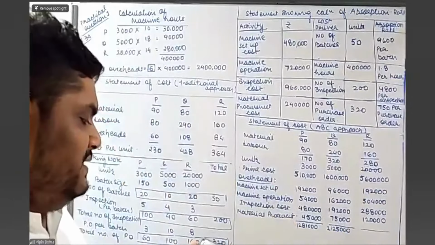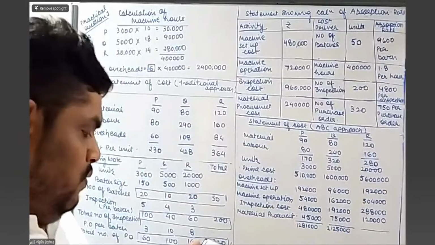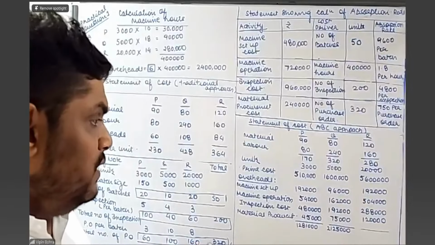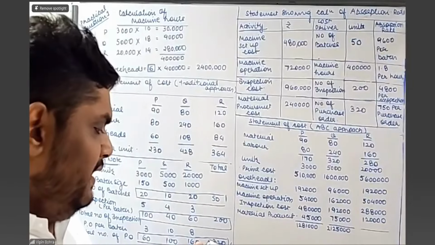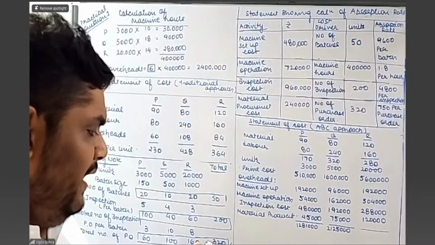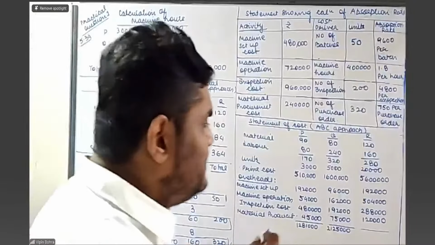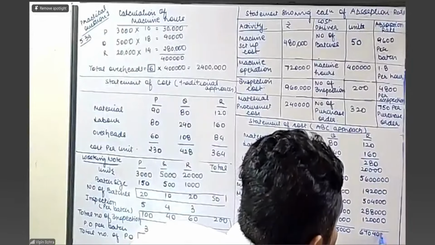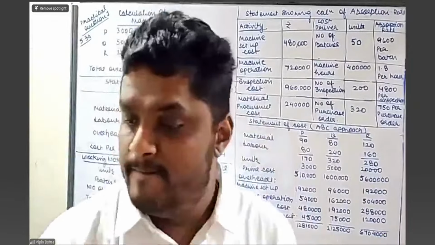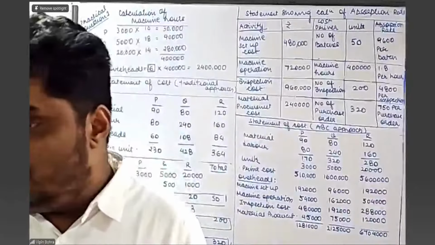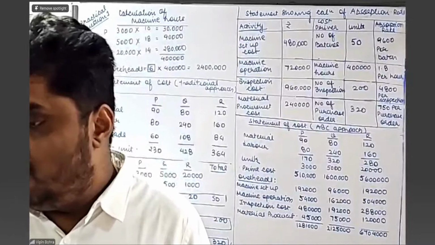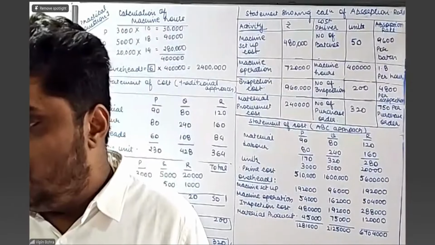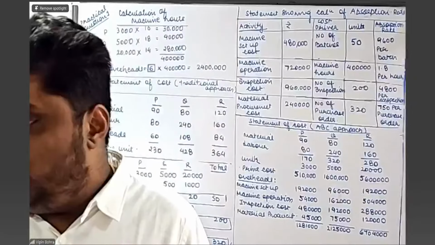Similarly, 56 lakh, 1,92,000, 5,04,000, 2,88,000, and 1,20,000. So this will be 67,04,000. Very good, everyone.